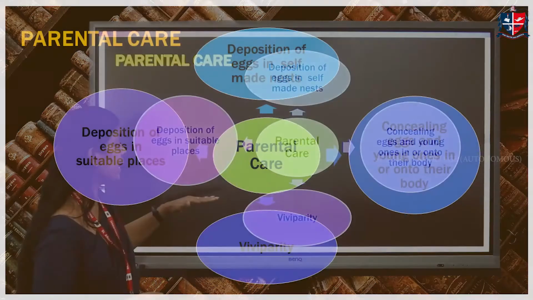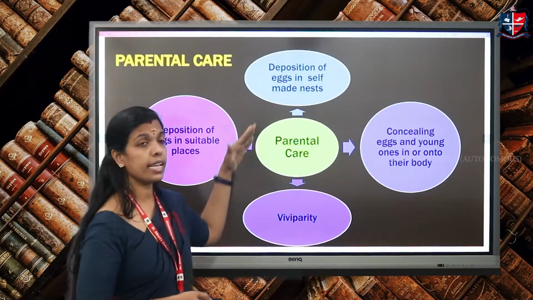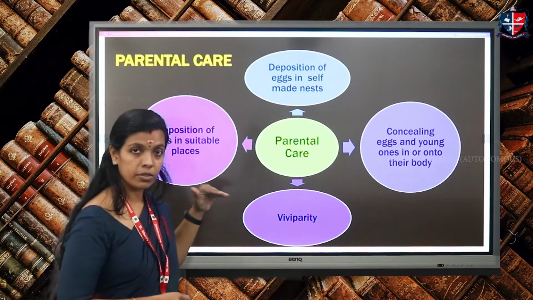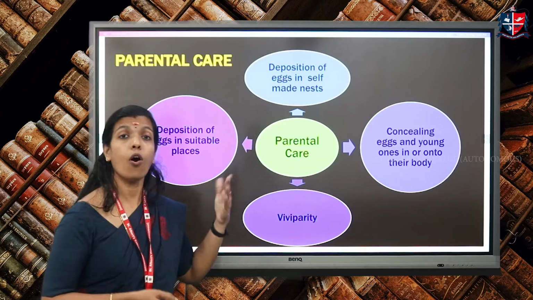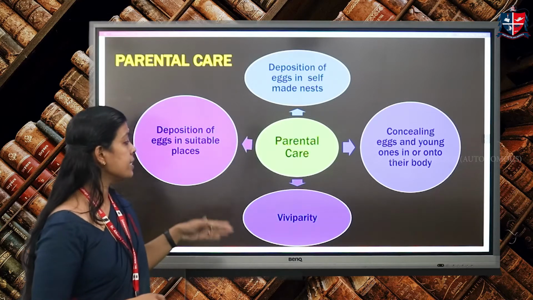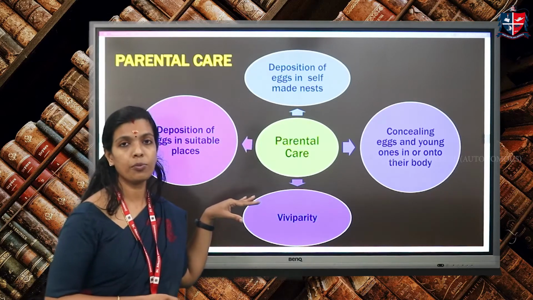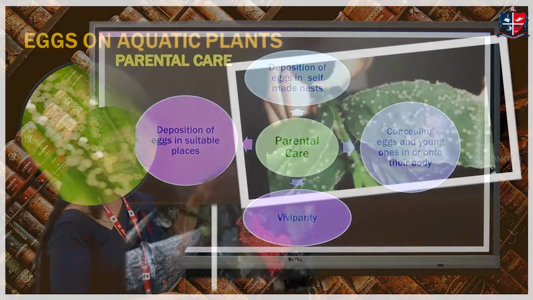So when we consider parental care, there are the oviparous fishes and the viviparous fishes. Okay, so oviparous fishes, that is those laying eggs, they deposit the eggs in suitable places, or else they deposit the eggs in self-made nests, or self-built nests. Or else they would be concealing the eggs and young ones in or onto their body. Okay, and the next one would be viviparity. So these are the different mechanisms by which they adopt the process of parental care. Now we'll discuss each and every point.